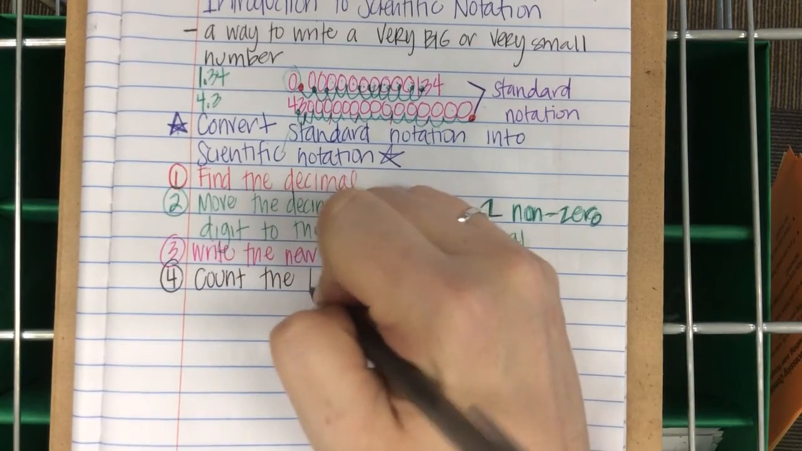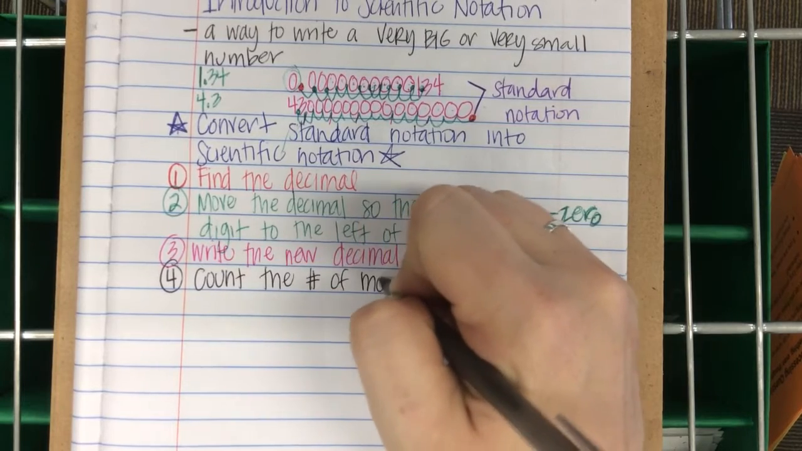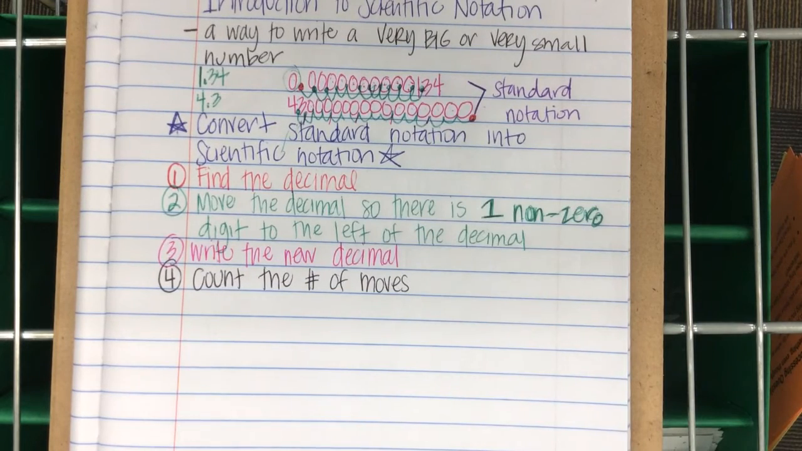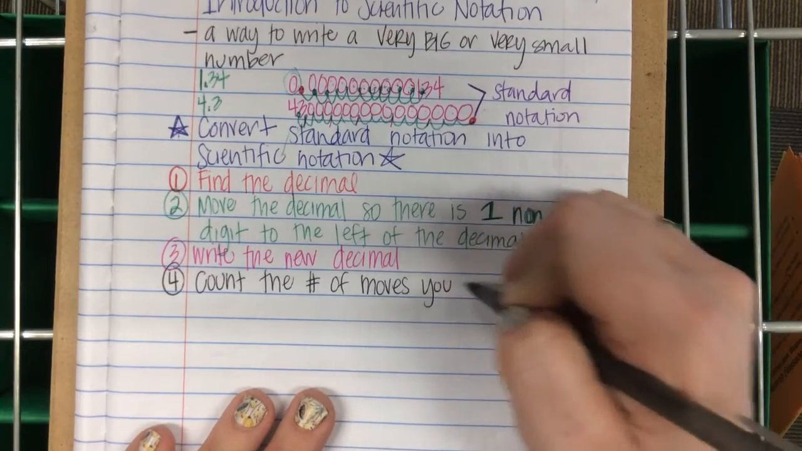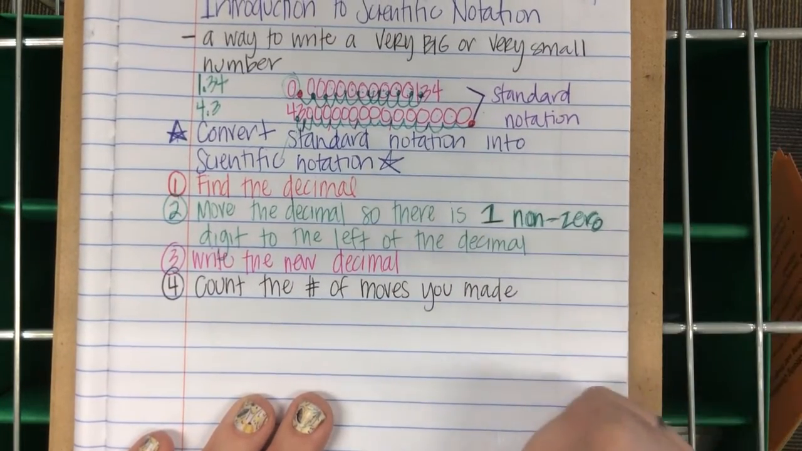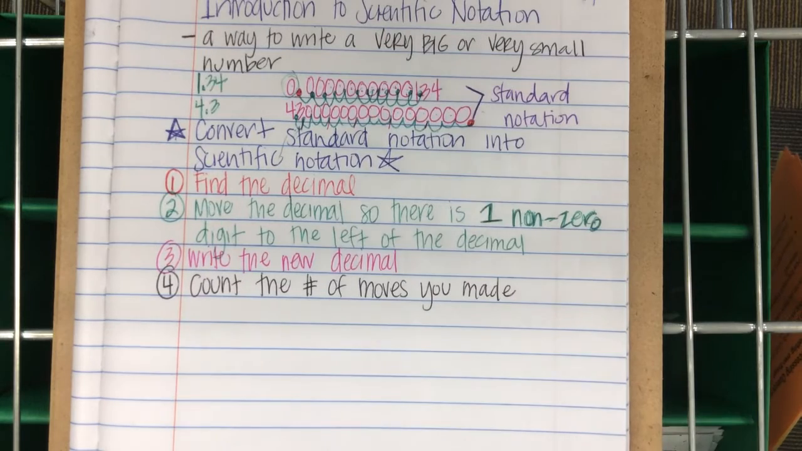Step number 4. Count the number of moves you made. Write the new decimal. You should have also moved these decimals up here and should have the new decimal right next to it. You need to be on task. Count the number of moves you made.